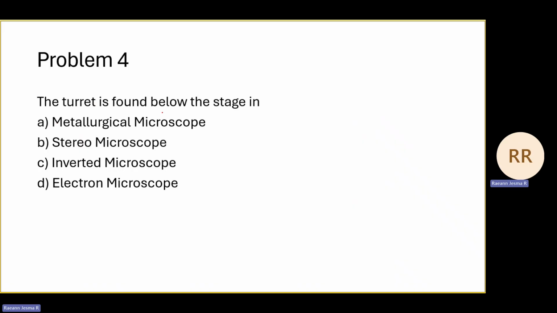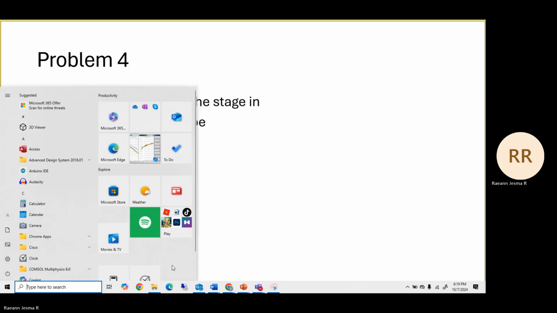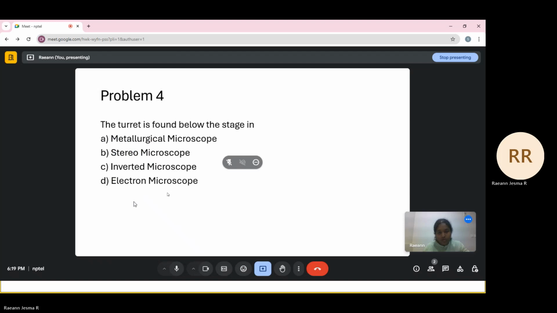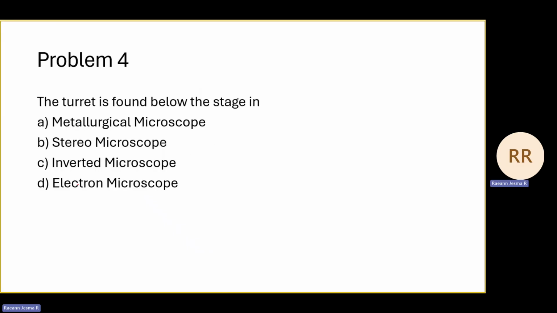The turret is found below the stage in which microscope? Option A, metallurgical microscope, option B, stereo microscope, option C, inverted microscope, option D, electron microscope. So in which microscope do you find the turret? What is the correct answer for this question? The correct answer is option C, inverted microscope.